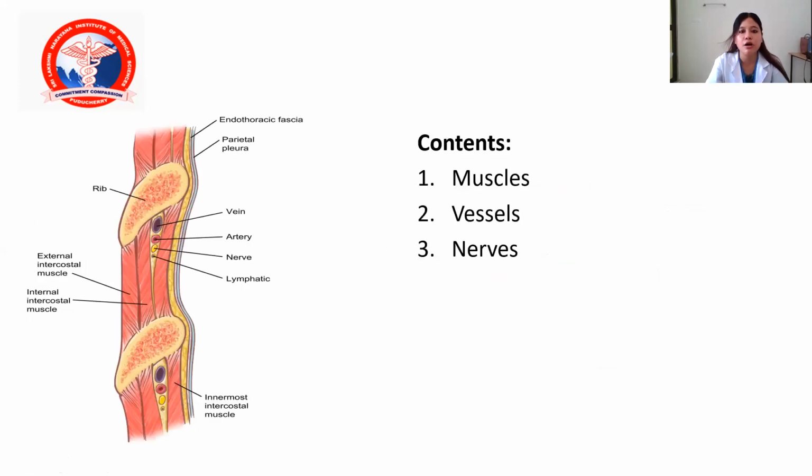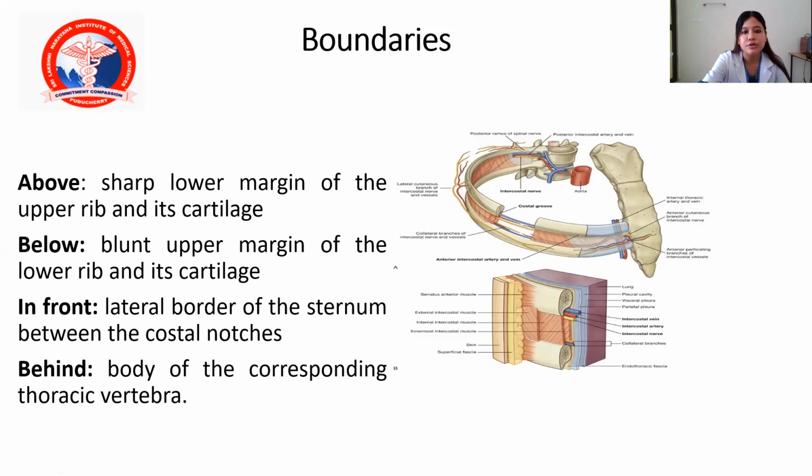Moving on to the contents of the intercostal spaces. It contains muscles, known as the intercostal muscles, vessels, and nerves. In this image you can see the skin, then the superficial fascia. After that we can see the deep fascia and the muscle. What you are seeing here are the contents of the intercostal space.